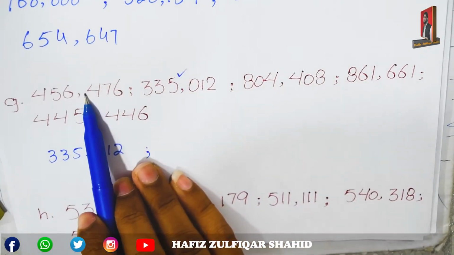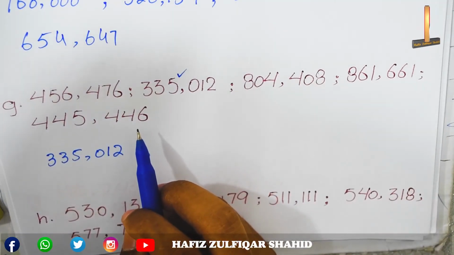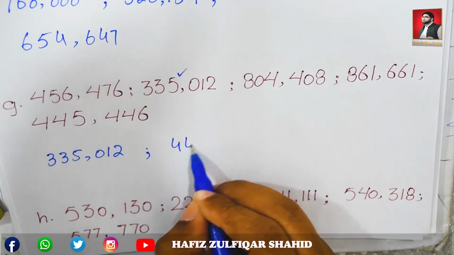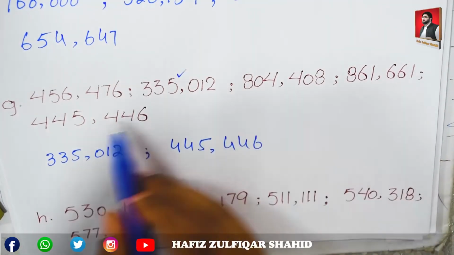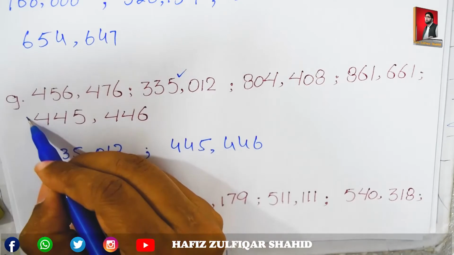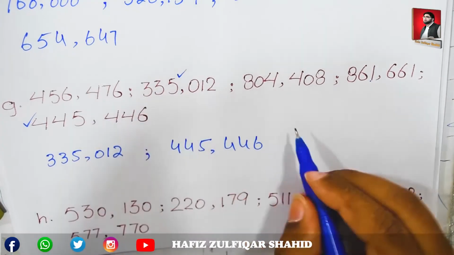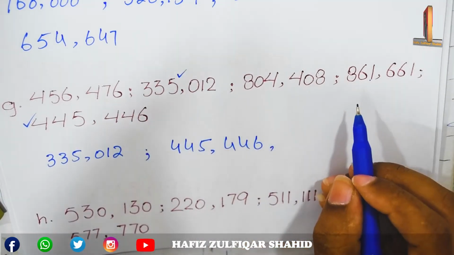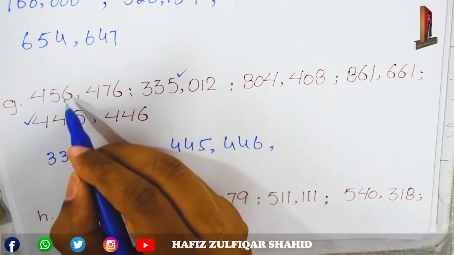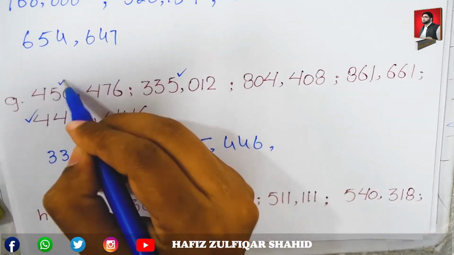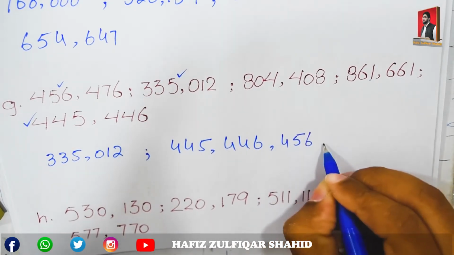Now compare the remaining 4 values, and the smallest from these 4 is 445,446. We have picked this one. Now compare the remaining 3 values, which is the smallest one from these 3, and we can see clearly that this one is smaller in all these 3 values. Write it down below here.